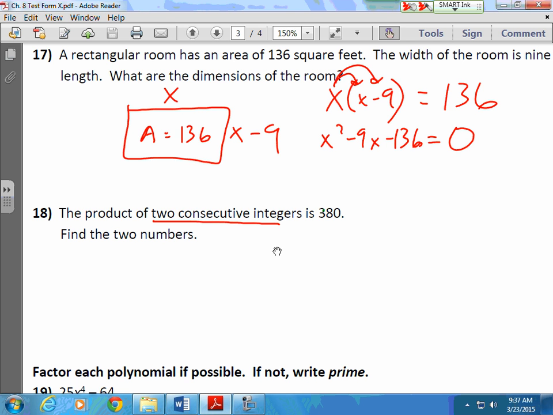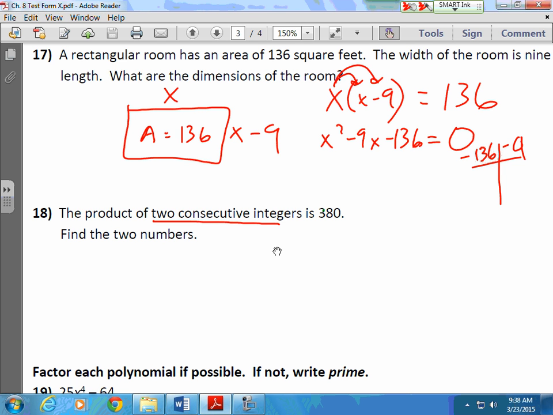So now we have, oh, we're in luck. The squared term has a 1 in front of it. So when I do my t-chart, I don't have to go factoring by grouping. I'm looking for two things that multiply together to give me negative 136, and they add together to give me negative 9. What would that be?